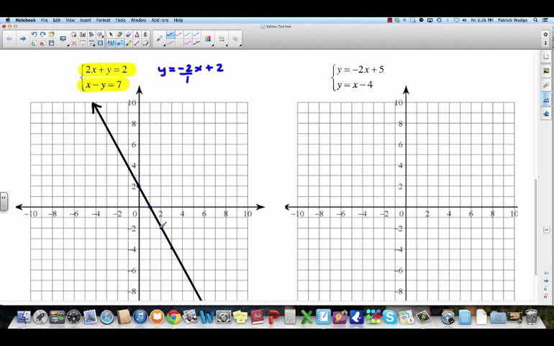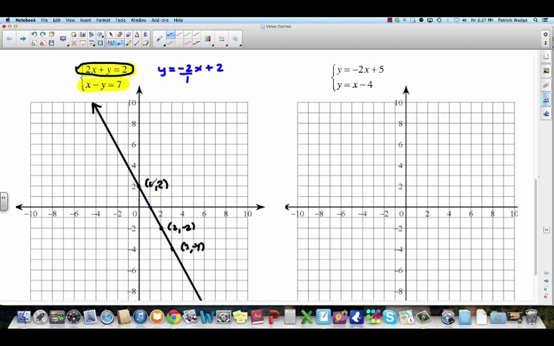So, for example, this point right here, this is the point 2, negative 2. This point here is 3, negative 4. This point here is 0, 2. And it turns out that every single one of these points will work when you plug it into this first equation right here. So let's try it.